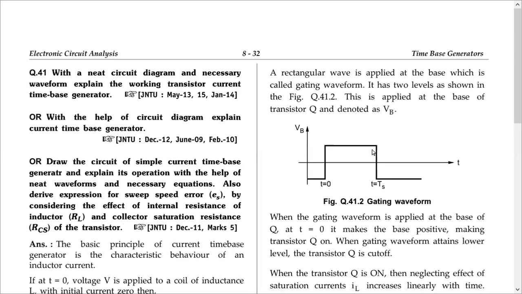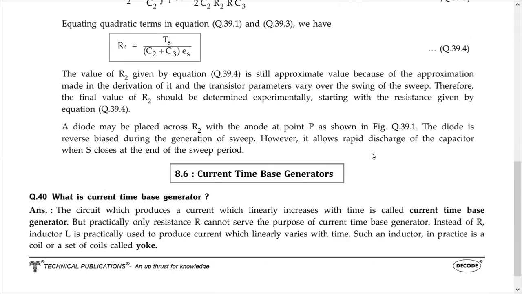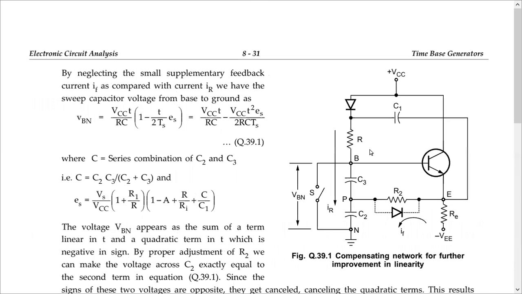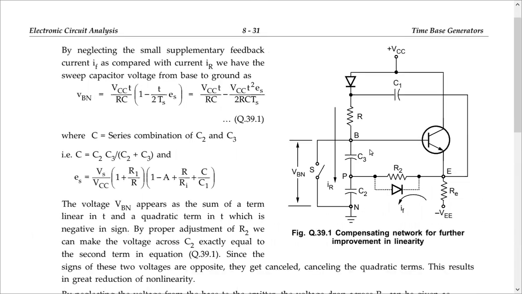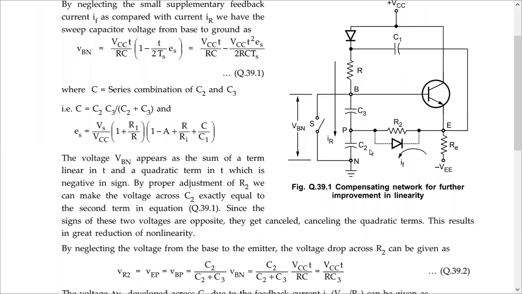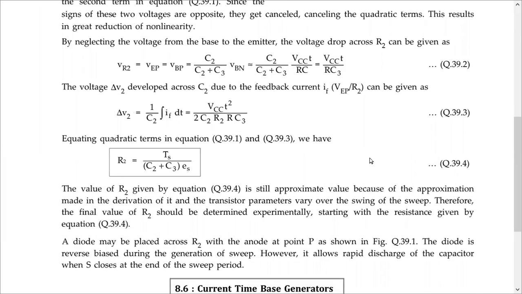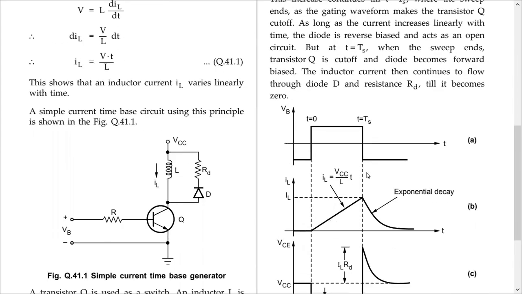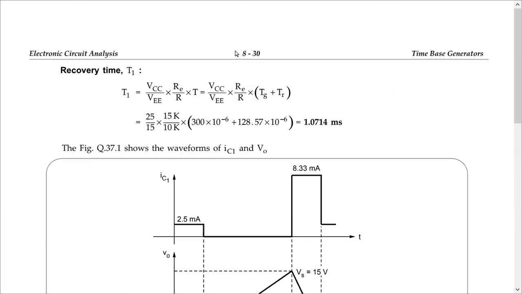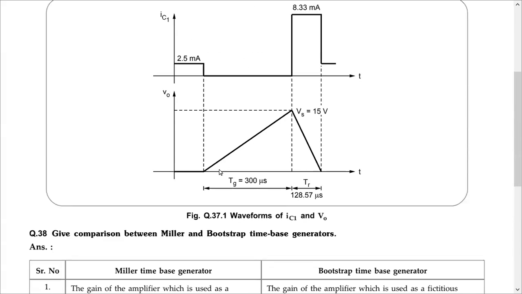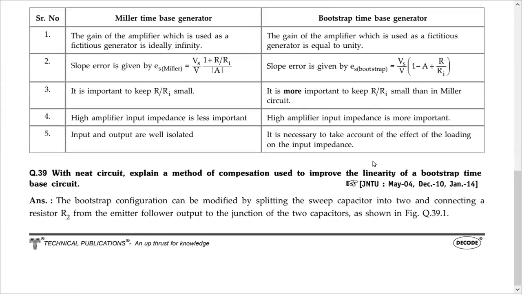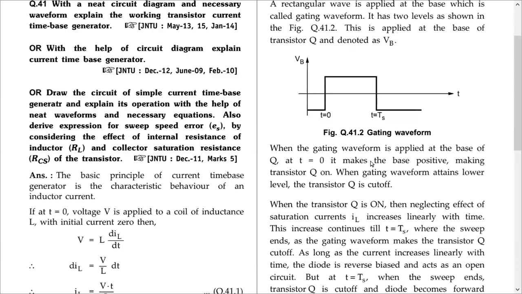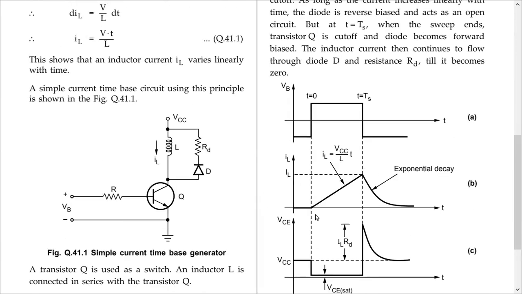Next topic, very easy: current time-based circuits. Voltage time-based circuits means we have a linear relation; if we take the voltage versus time graph, we have straight lines. Current time-based circuits means if you plot current versus time, you have straight lines.